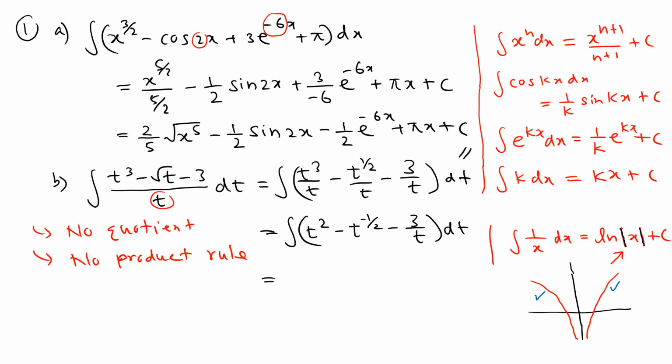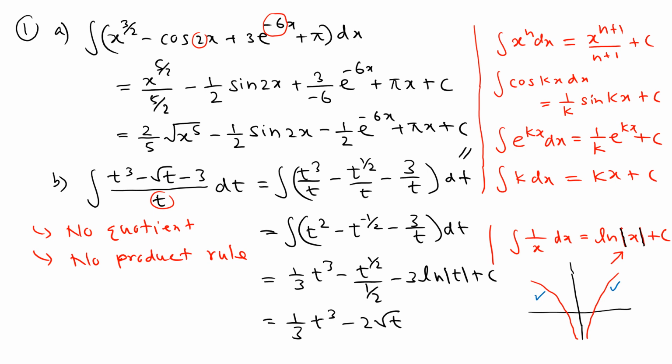Okay, good. So now we can just use the power rule here. If you use the power rule, you can see that this is 1/3 t cubed minus t to the 1 half over 1 half, minus 3 ln absolute value of t, plus c. Then you can simplify this one as 1/3 t cubed, and dividing by 1 half means multiply by 2. This is 2 square root t, and then minus 3 ln t plus c. So that's what you get as the answer for that problem. So let's go to part C.